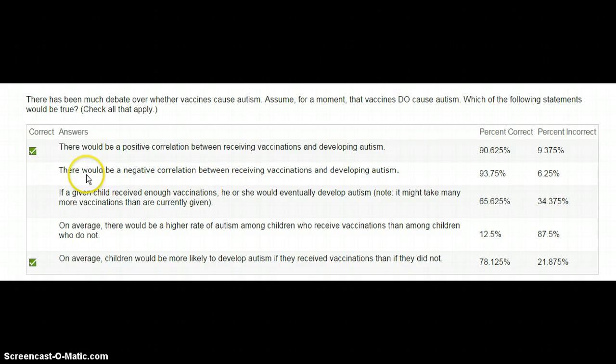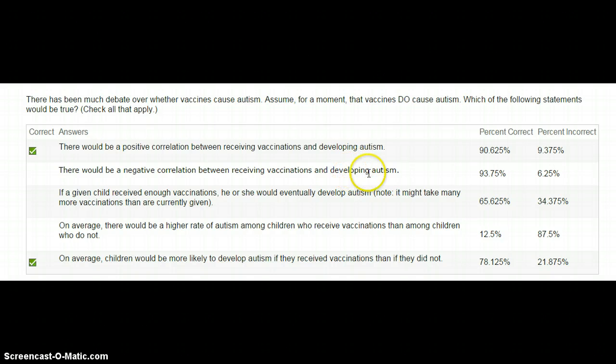Now the biggest thing here is that there would be a negative correlation between receiving vaccines and developing autism. In other words, the more vaccines you received, the less likely you would be to develop autism.